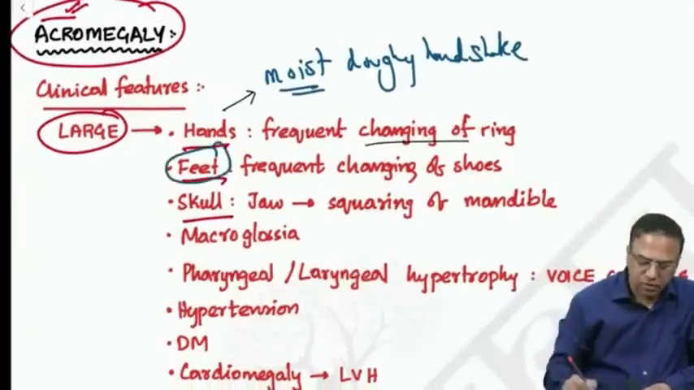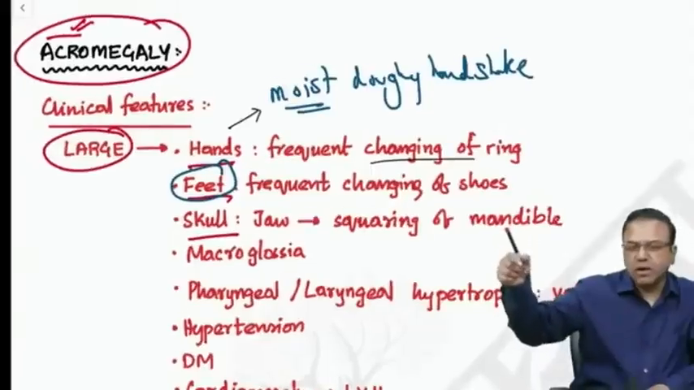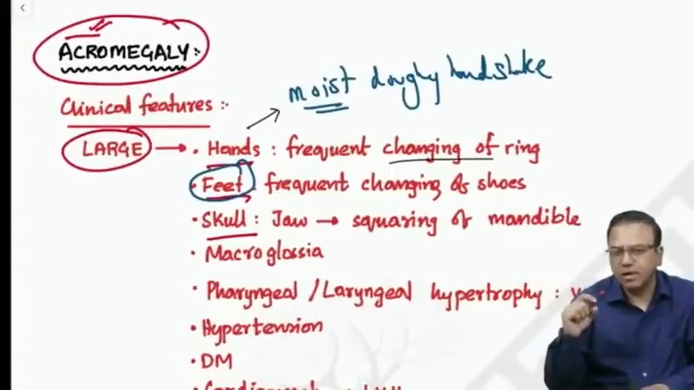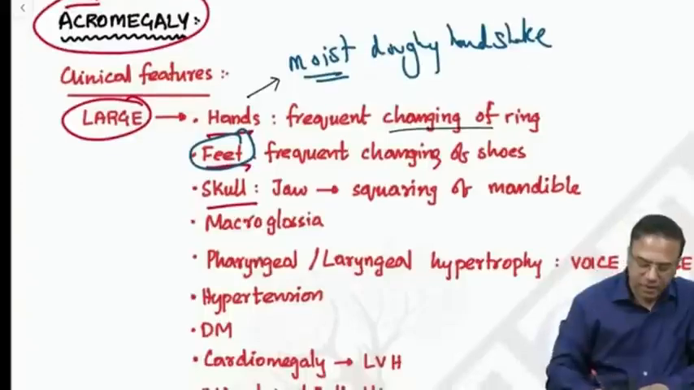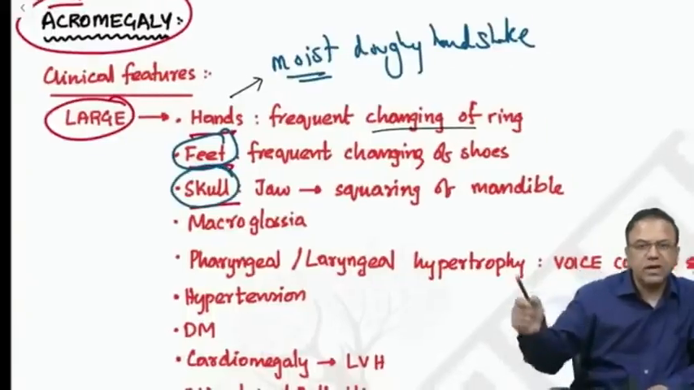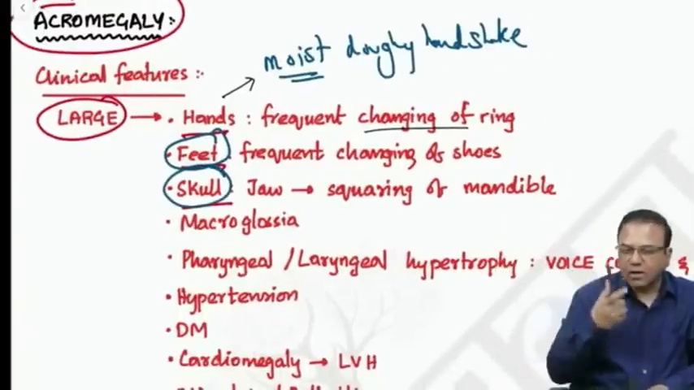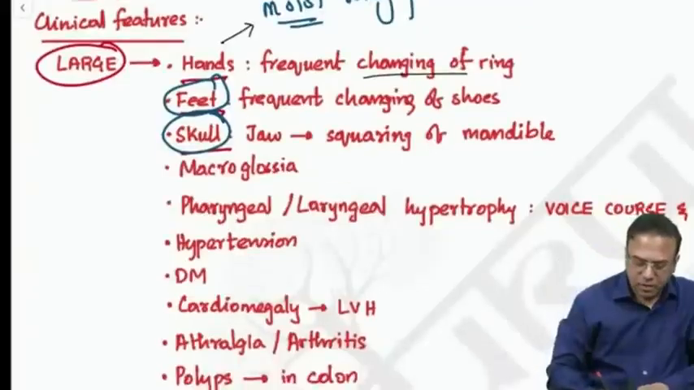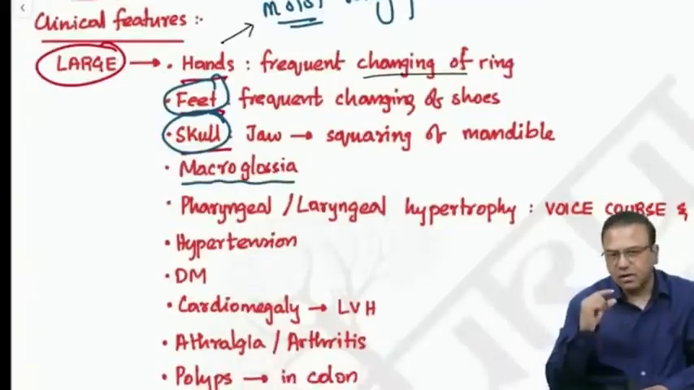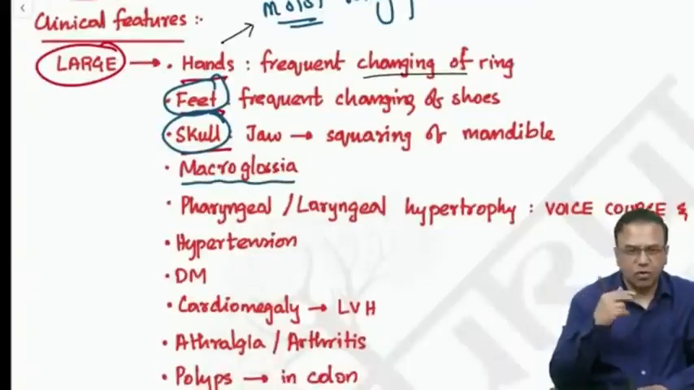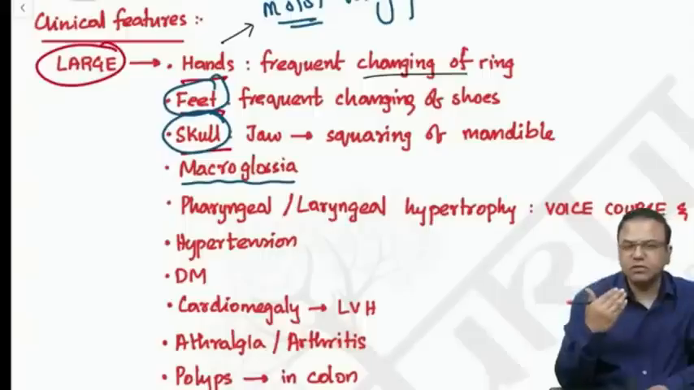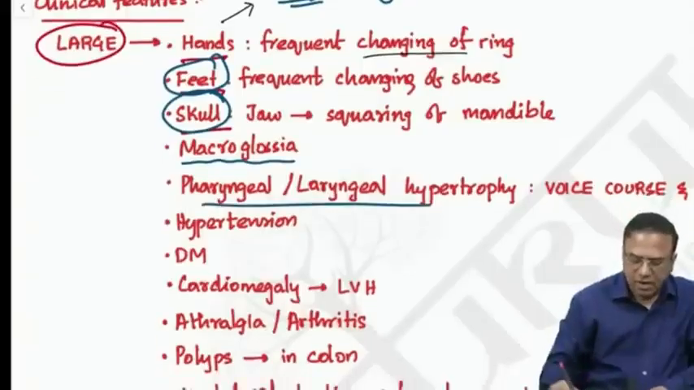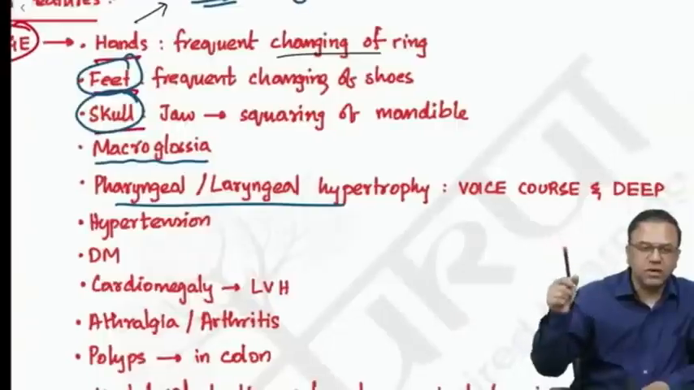In the feet, what we're looking at is frequent change of shoes may be given, but the important thing is heel pad thickness will be very increased, significantly increased. In the skull, in this patient, you're looking at squaring of mandible. So prognathism can occur, squaring of mandible can occur. These are changes that occur in the skull. These patients also have a thickened tongue, macroglossia, and that's why their pronunciation and the fluency of speech is affected. They also have laryngeal changes, so voice becomes deep.